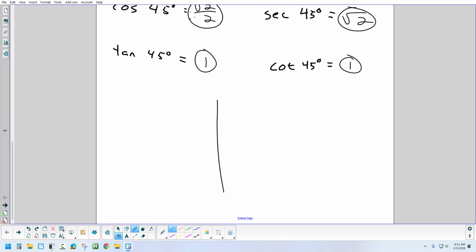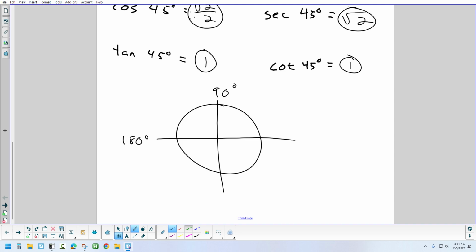So now, if I had, say, something like this, here's 90, here's 180. What if I put the angle right in the middle of that quadrant? Anybody know what number that would be? It would just be negative square root 2 over 2. So I'm going to get to that in 1 second, but do you know what angle it would be? 135. This would be 135.